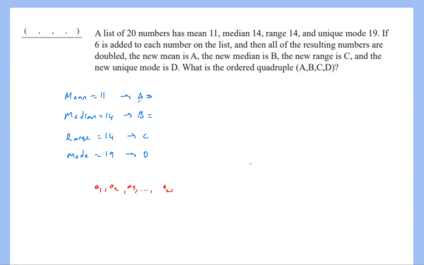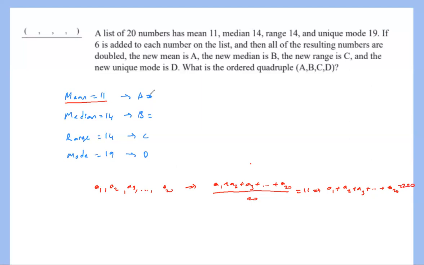And if you're adding 6 to each number, before we do, maybe we should use some of the given information. We know the mean is 11, right? So that means if you add all of these numbers, A1, A2, all the way to A20, and divide the sum by 20, then we do get 11. So if you multiply by 20, the sum of A1, A2, A3, up to A20 is equal to 20 times 11, which is 220.